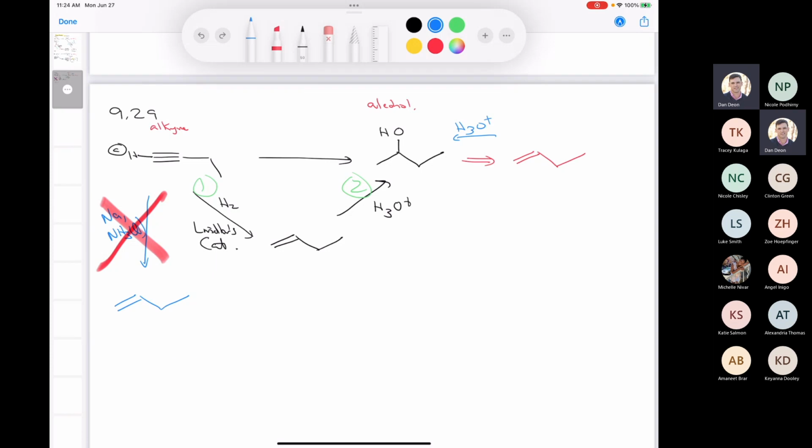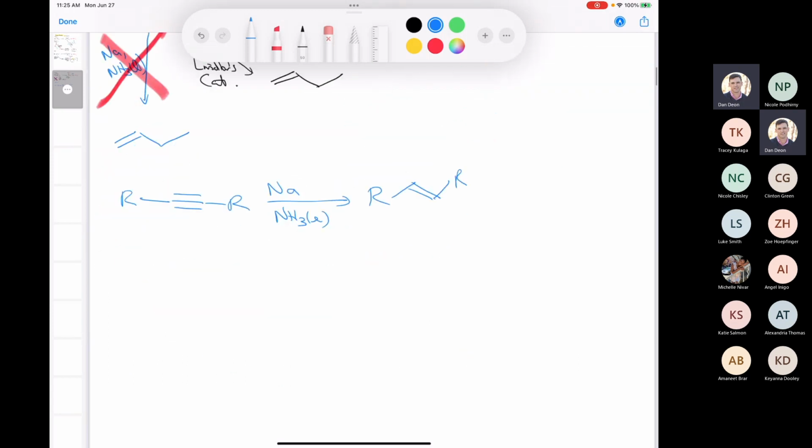And if you're wondering, what does that mean? Well, again, it's when you have an R group on each side. Then you can use sodium and liquid ammonia, and that will give you a trans alkene like that. You can do it then, but not on a terminal alkyne. All right, well, there's the first three done. Let's turn the page, or I'm going to go to my next slide here in my notes. Let's do the next one.